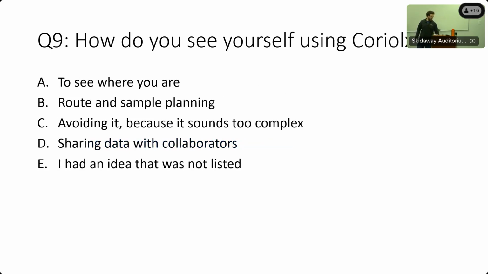All right, last question. How do you see yourself using Coriolix? Do you want to use it to see where you are? Route planning and sampling, perhaps? Maybe avoid it, too complex. Just walk away now. Sharing data with collaborators? You had an idea that wasn't listed here. So I'm hoping that all of you were thinking any of these except for C.